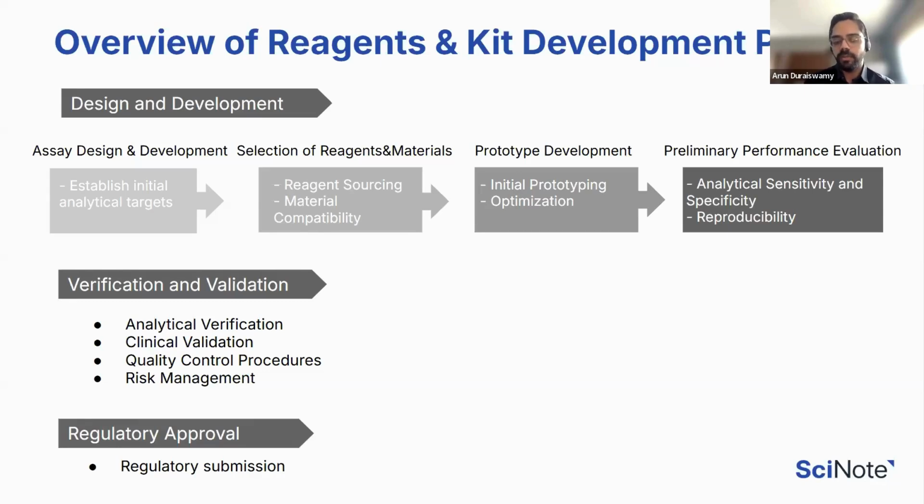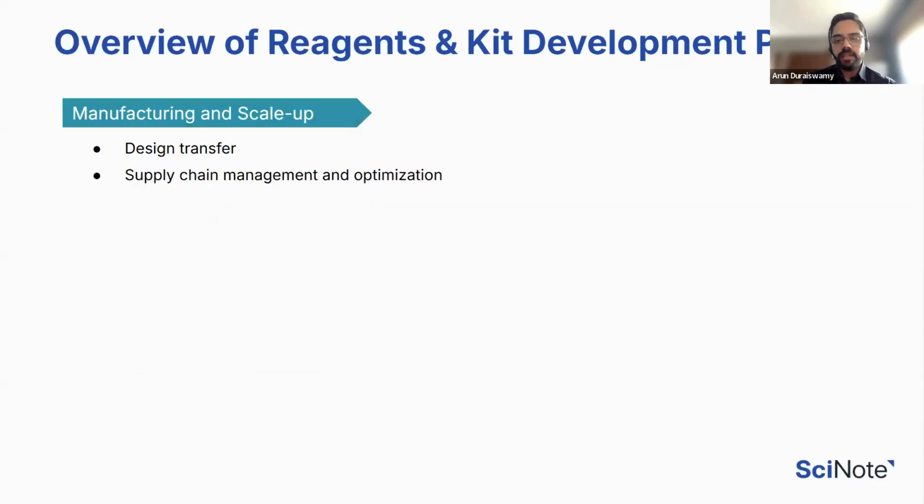And then this is going to close out with regulatory submission. So depending on what regulatory considerations you have, you're going to be compiling all that data and submitting it to the relevant regulatory agency. And then once that's done, we are starting to move into manufacturing. So initially, you'll want to do a design transfer of your final product requirements, methods, materials, etc., to the manufacturing team, and then also start doing some supply chain management and optimization.